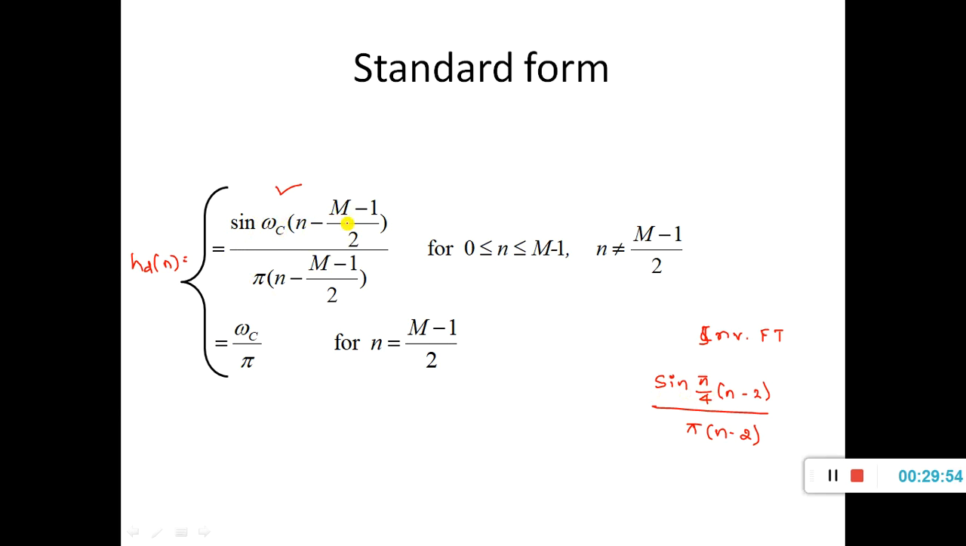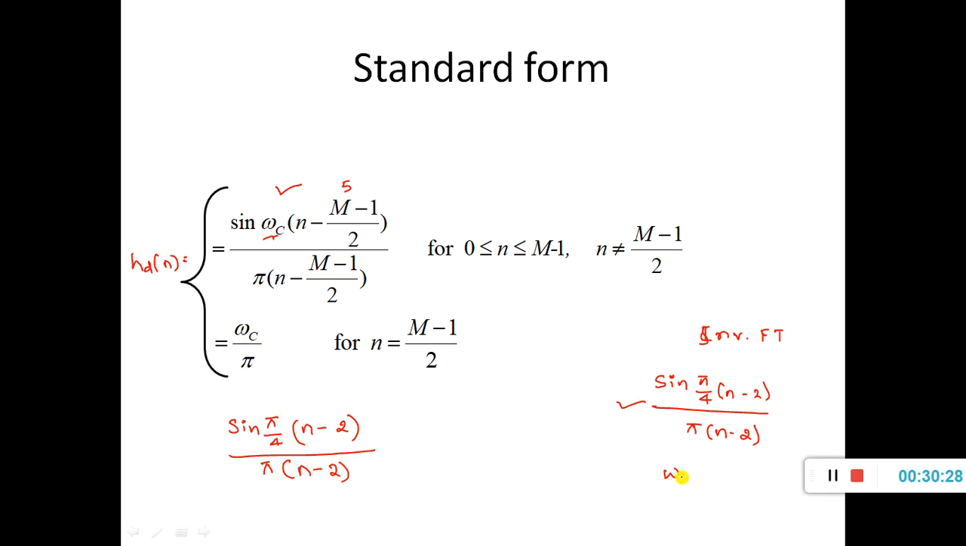So if you remember this, it is entirely the same as what we have done. Look at this: sine of omega c. Omega c is nothing but the cutoff frequency, so pi by 4 was my cutoff frequency. Now, what was the m value? The m value in this case was 5. 5 minus 1 is 4, 4 by 2 is 2. All divided by pi into (n minus (m minus 1) by 2), which is nothing but n minus 2. So this we got, right?